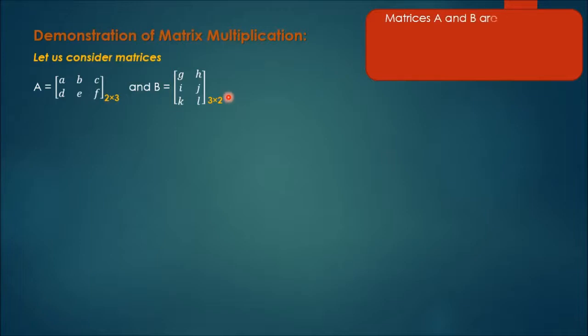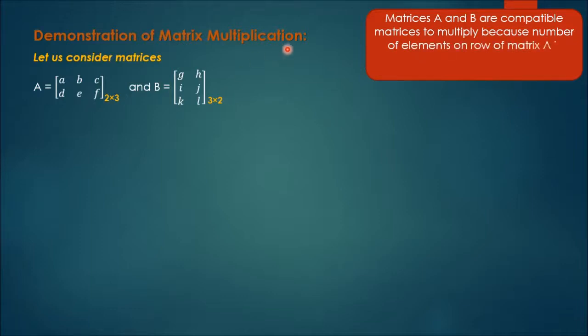Matrices A and B are compatible to multiply because the number of elements on a row of matrix A, there are 3 elements on a row of matrix A in both row 1 and row 2, is equal to the number of elements on a column of matrix B. In a column of matrix B, there are 3 elements in both the first column and the second column. So these two matrices are compatible to multiply.